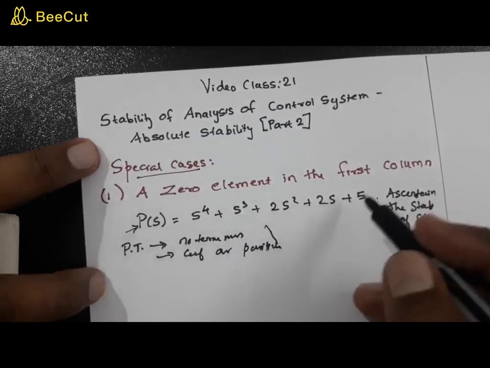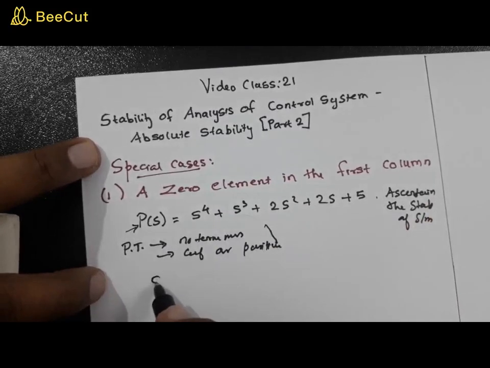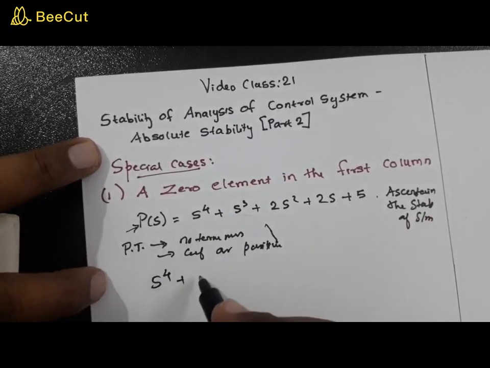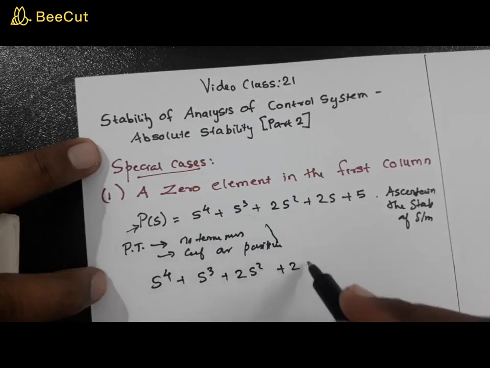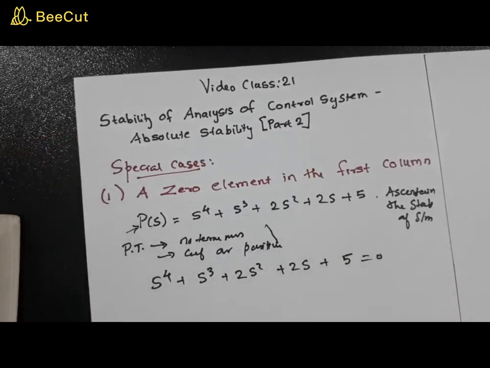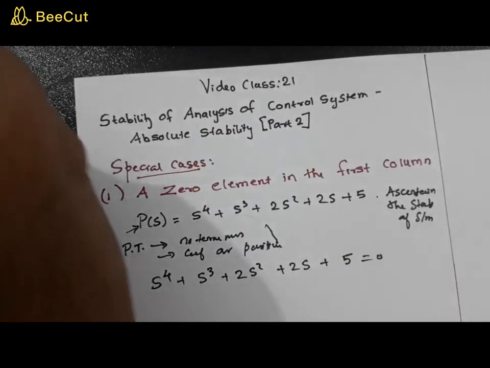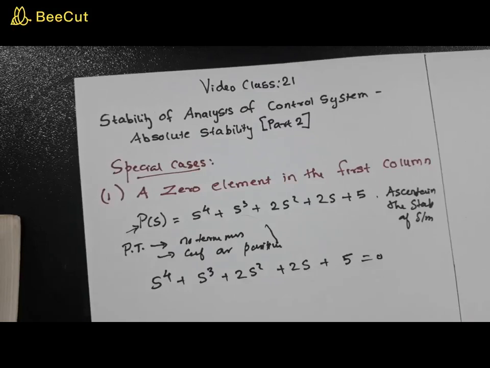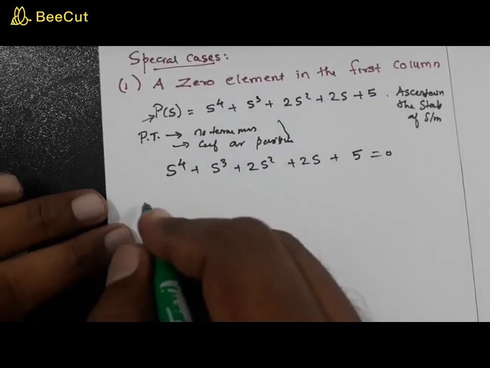Now that means you can have the characteristic equation as s raised to 4 plus s cubed plus 2s square plus 2s plus 5 is equal to 0. Now how to develop this root array? That's the first step, right? So in step 1, what you do is you are developing the root array.